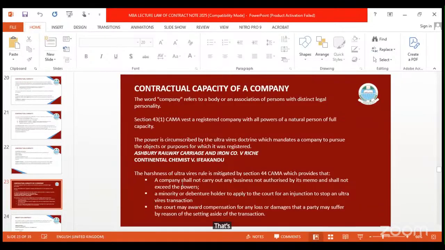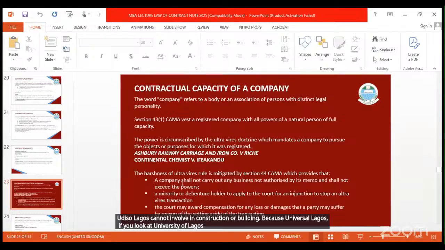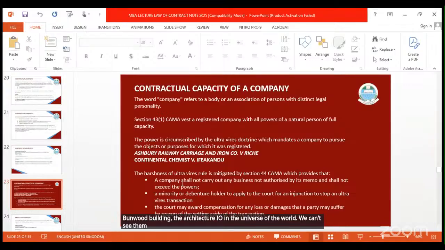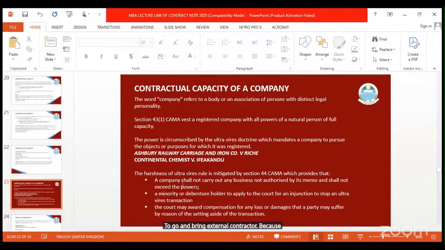That's why you see that Zenith Bank cannot be involved in the construction of a railway. University of Lagos cannot be involved in the construction of buildings, because if you look at the University of Lagos Act, it's all about education, education, education. Otherwise, right now, University of Lagos has engineers, civil engineers, a department of building, and architecture. We can't see them building those things themselves. If they want to build, they'll bring in an external contractor, because those contractors have the object to construct.